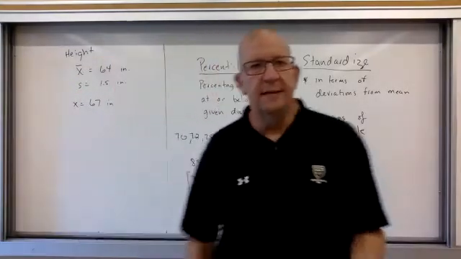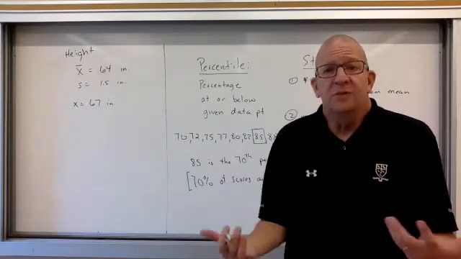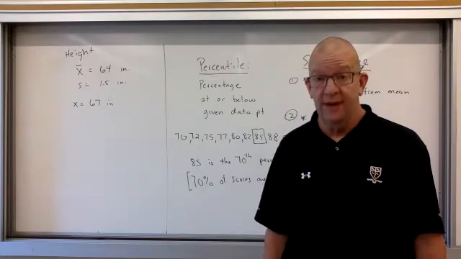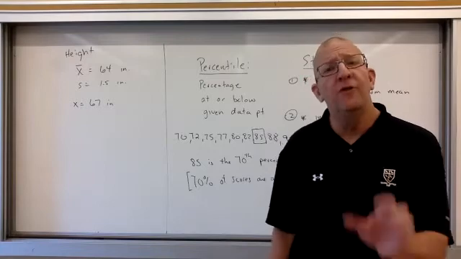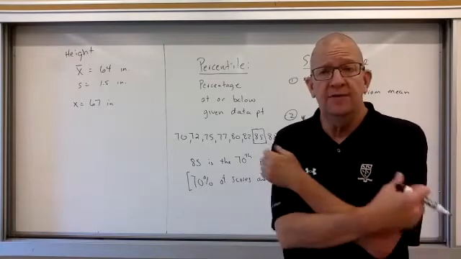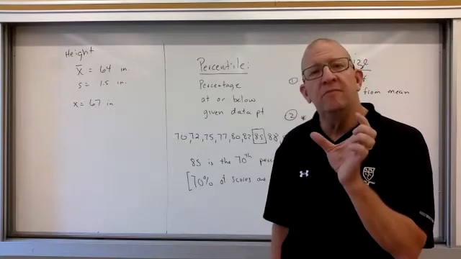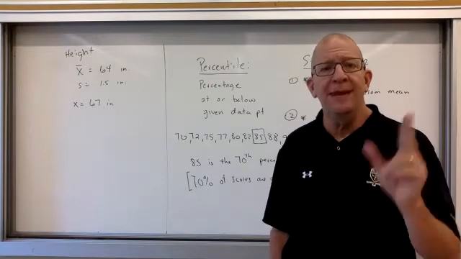Now, here's the thing. The 67 in and of itself doesn't really mean anything. Right? That's what we call the raw score. Maybe you've heard that before with your SATs and things like that, the raw score. Tell me about the location of 67 compared to the mean 64.